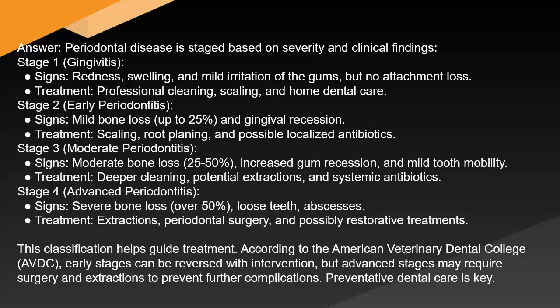Stage 4: advanced periodontitis. Signs: severe bone loss, over 50%, loose teeth, abscesses. Treatment: extractions, periodontal surgery, and possibly restorative treatments. This classification helps guide treatment. According to the American Veterinary Dental College (AVDC), early stages can be reversed with intervention, but advanced stages may require surgery and extractions to prevent further complications. Preventative dental care is key.